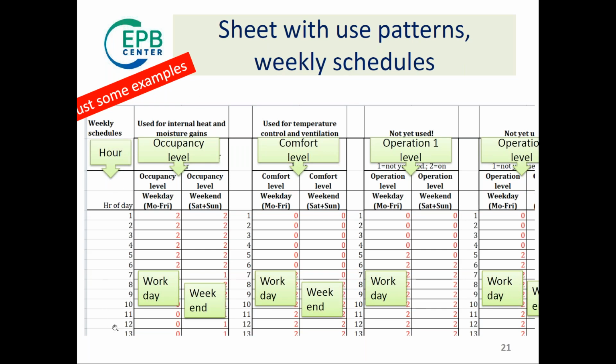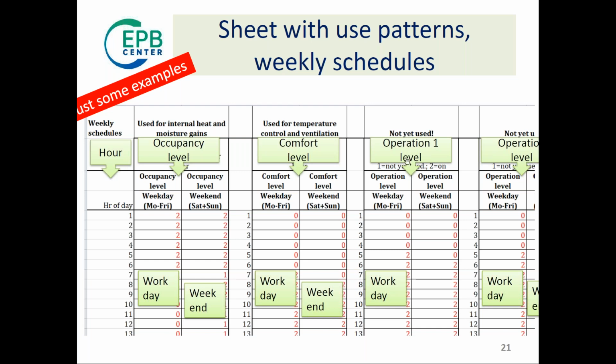So for each hour per day, and with a distinction between weekday and the weekend, you have occupancy levels, 1, 0, or 2, and you have comfort levels. And so the occupancy levels are used for internal gains and the moisture gains, and then the comfort levels are used for the temperature and ventilation set points.